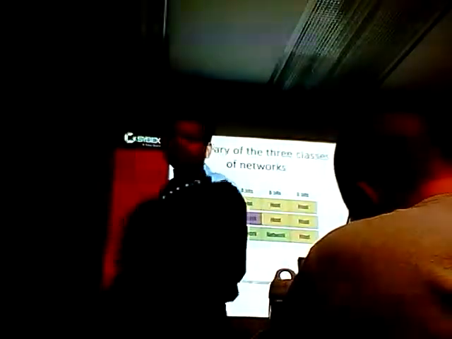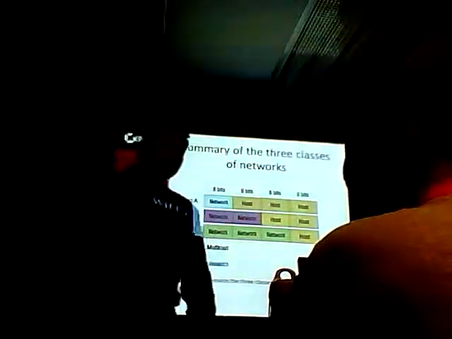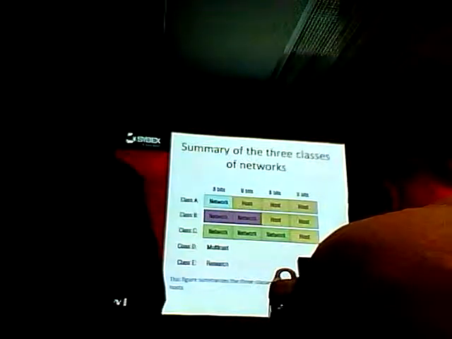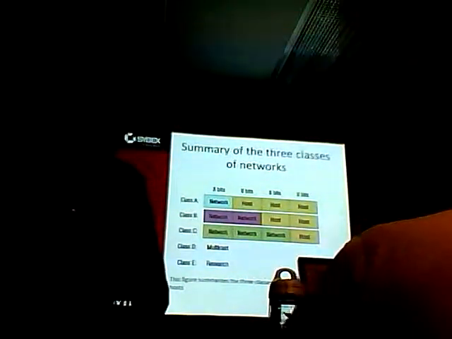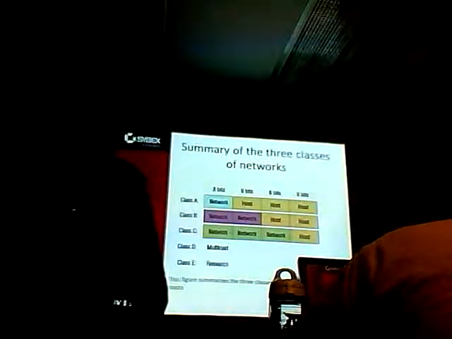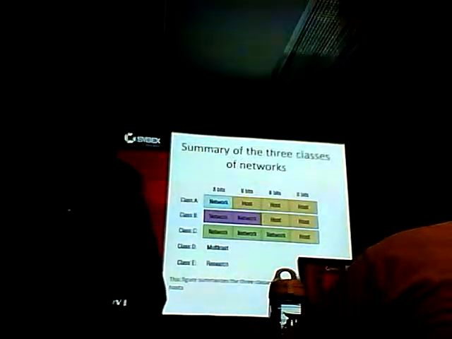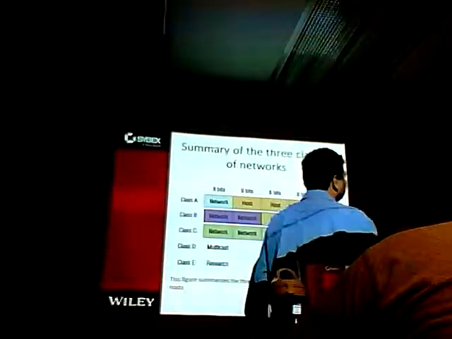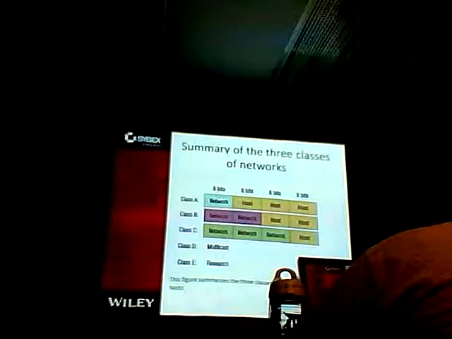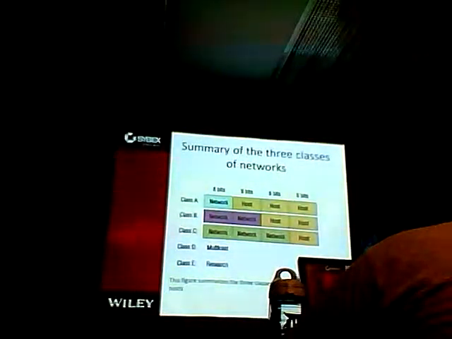Again, why do we have ranges like 1 to 126, 128 to 191, or 192 to 223? Why don't we have 1 to 100, 100 to 150, 150 to 200? Why didn't they make it like that? And why is it up to 255? That's the two questions. 255 is the most you can fit into 8 bits. That's the answer right there.